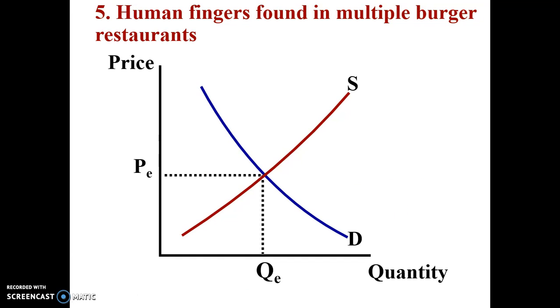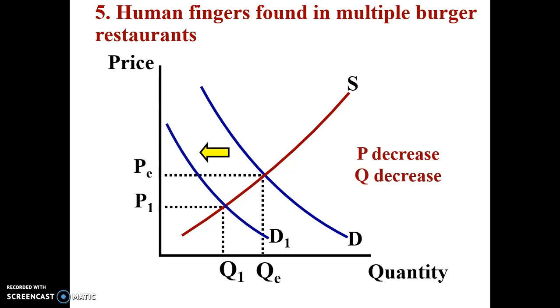5. Let's say human fingers are found in multiple burger restaurants. What's the determinant there? Well, that would be tastes and preferences. People are not going to want to eat burgers if they're associating with human fingers. And so the demand is going to shift drastically to the left. People are going to be grossed out by burgers. They're not going to want to eat as many at any price.